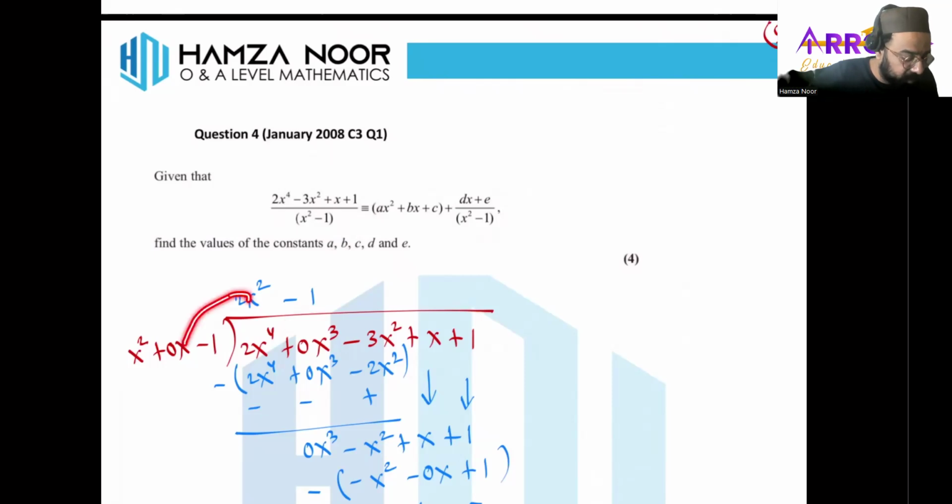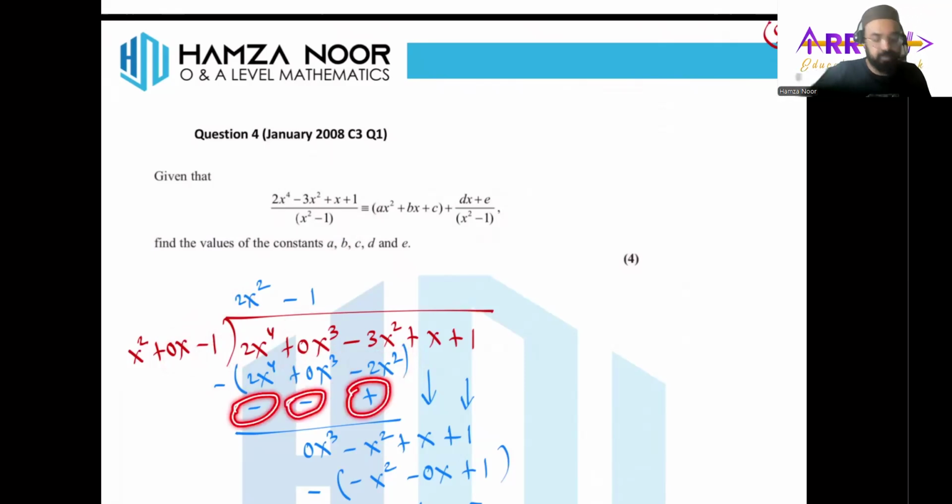This 2x square will be multiplied by 0x, so this will be 0x cube, and then this 2x square will be multiplied by minus 1, so this will give you minus 2x square, and then this expression is multiplied by a minus sign, so the sign of each and every term gets changed.